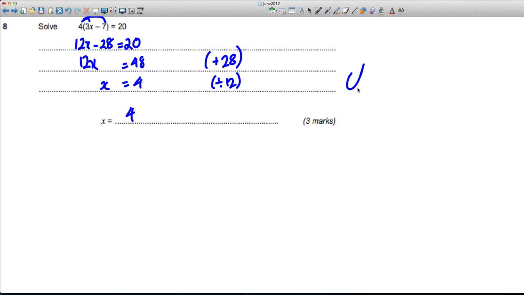And before you move on, check you got the right answer. 3 times 4 is 12. 12 take away 7 is 5. 4 times 5 is 20. I know I got it right. Move on now, happy in the knowledge you've got that question right.